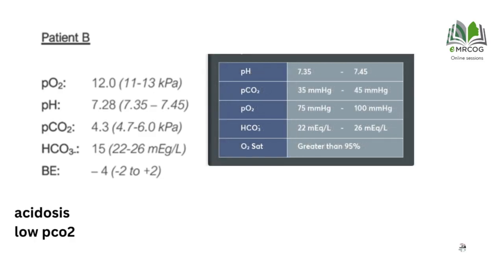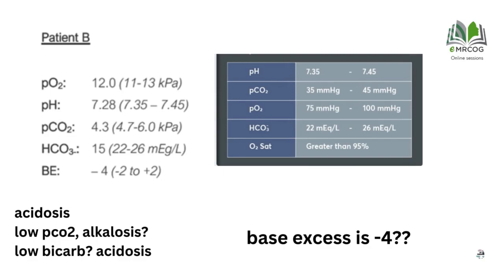I write down my findings. It is acidosis, but low PCO2 means alkalosis, and low bicarb means acidosis. So which one matches the pH? Yes, the metabolic component. And I have something to tell me that I'm on the right way, I'm on the right diagnosis. This would be the base excess. The base excess here is -4, and this is very significant. So this is confirming the metabolic reason why this patient is acidotic.